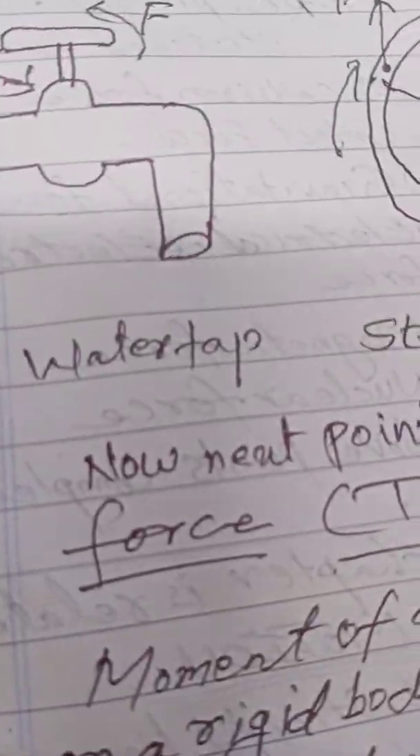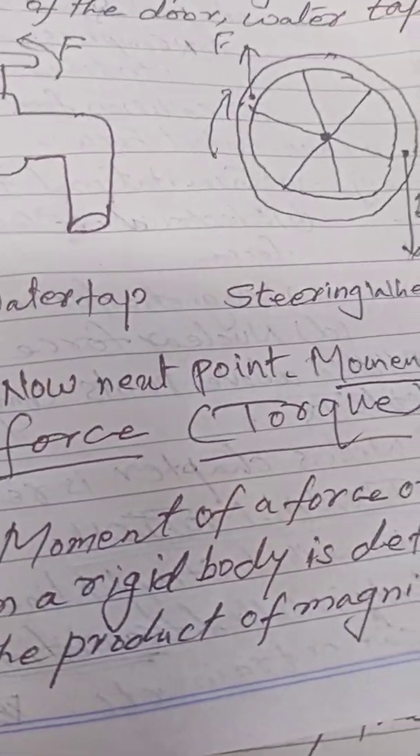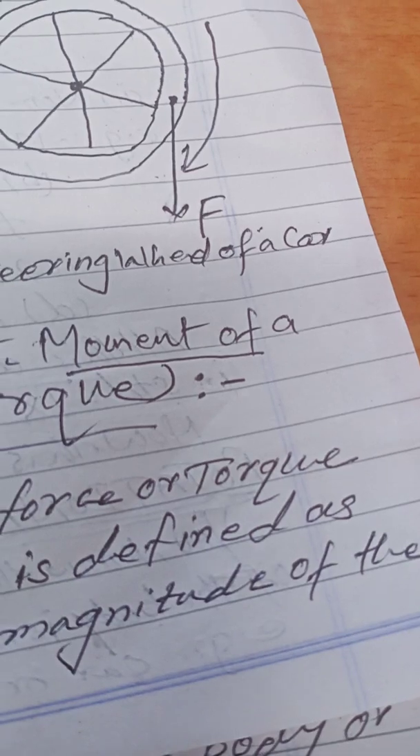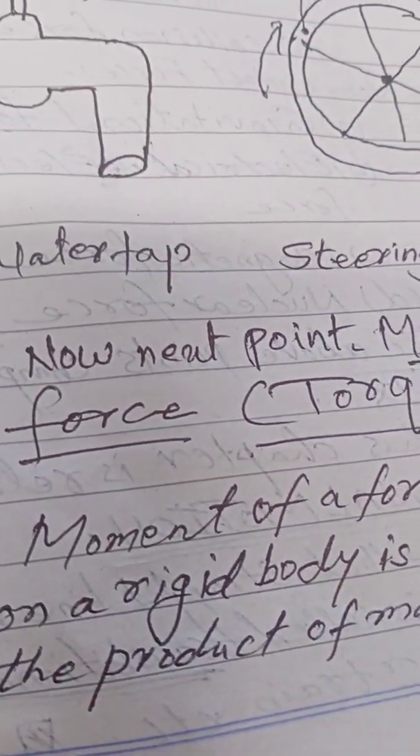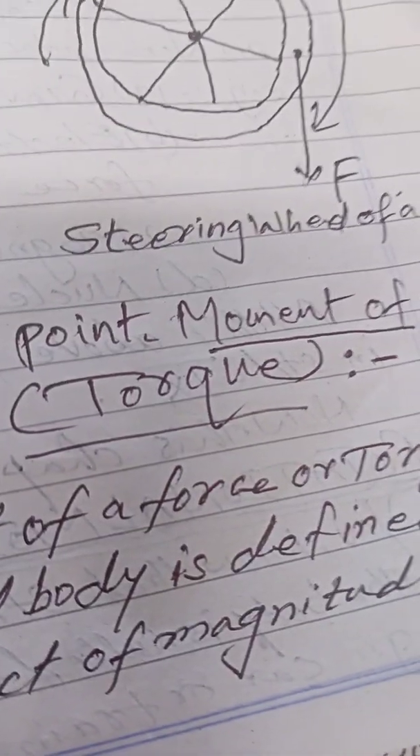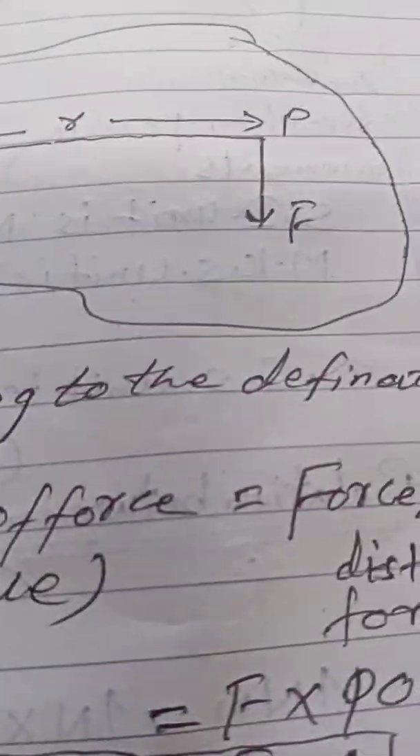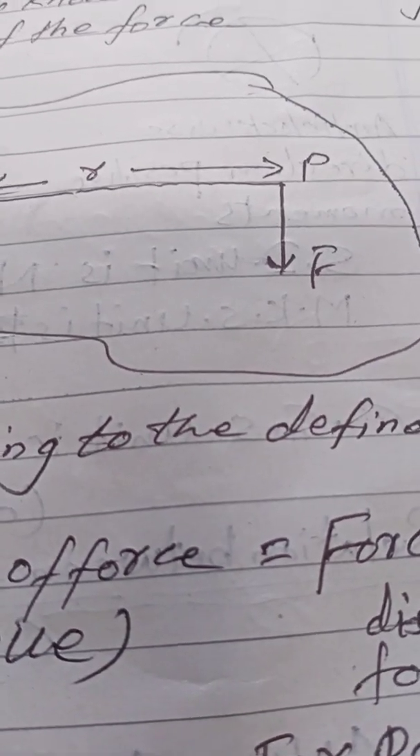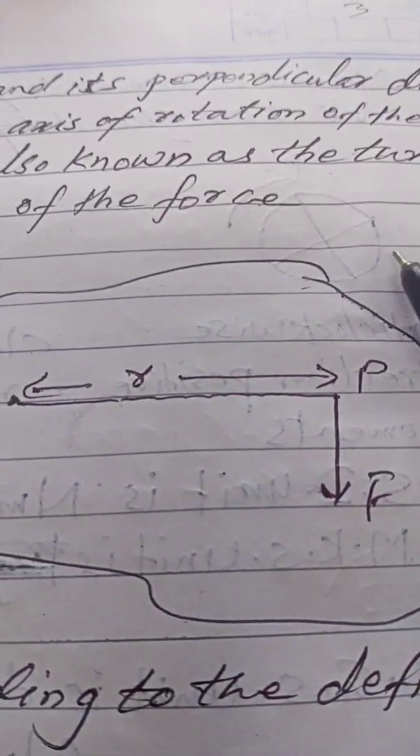Now, the moment of force has another name: torque. Moment of force or torque on a rigid body is defined as the product of the magnitude of the force and its perpendicular distance from the axis of rotation of the body. It is also known as the turning effect of the force.